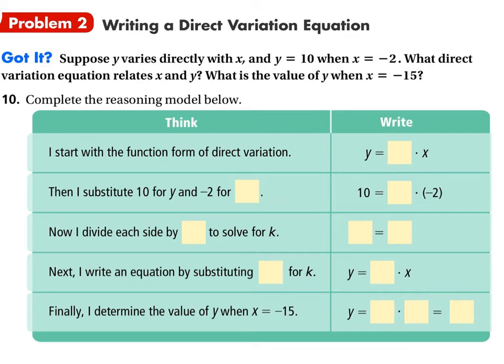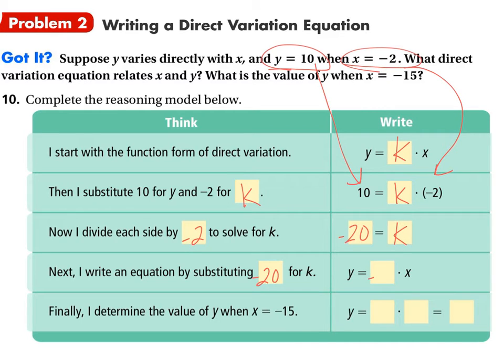To find that out, we do need to know one value of y and one value of x. We know that our function is going to be y equals kx, but we don't know what our k is, so we need to determine that. So I'm going to put my y in for my y value and my -2 in for my x value. And then I'm going to solve for this k. To do that, I'm going to divide both sides by -2. So I have -20 equals k. So now I rewrite my equation by substituting -20 in for k.